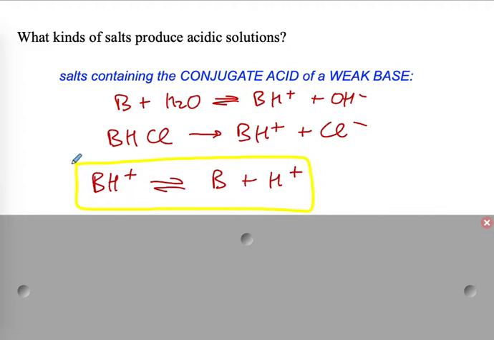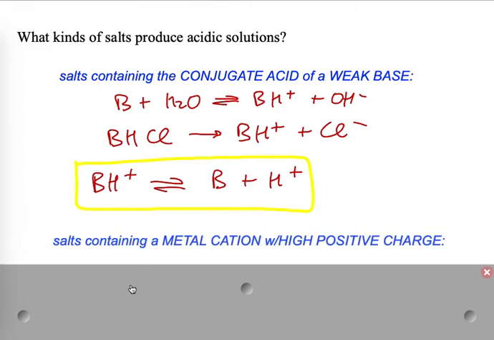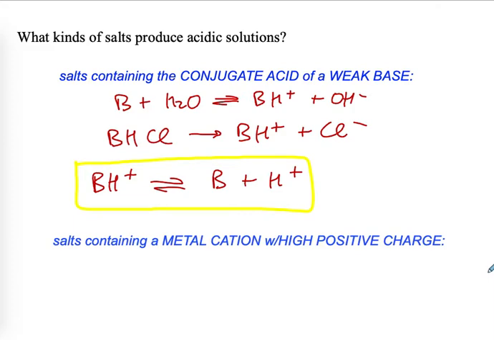Now, there's a second category of salts that produce acidic solutions, and those are salts that contain a cation with a high positive charge.